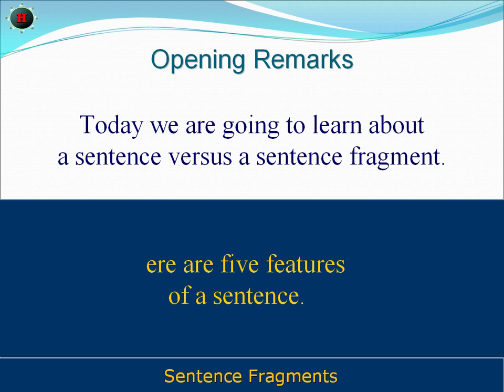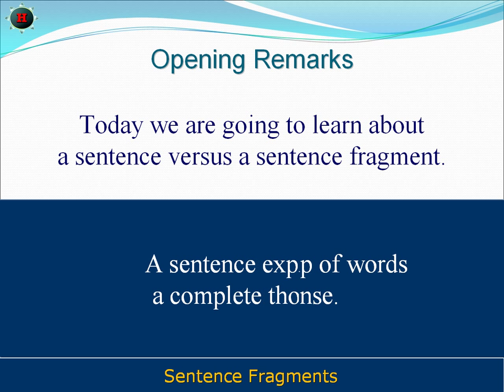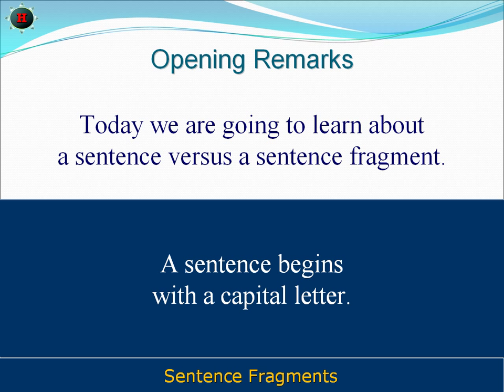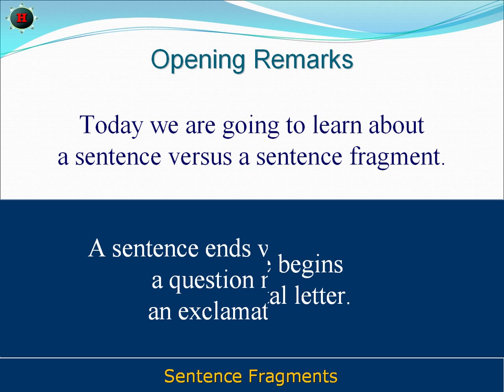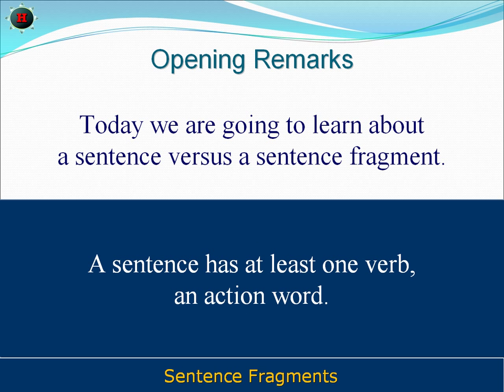Here are 5 features of a sentence. A sentence is a group of words that make sense. A sentence expresses a complete thought. A sentence begins with a capital letter. A sentence ends with a full stop, a question mark, or an exclamation sign. A sentence has at least one verb, an action word.